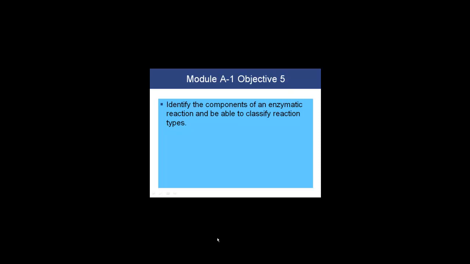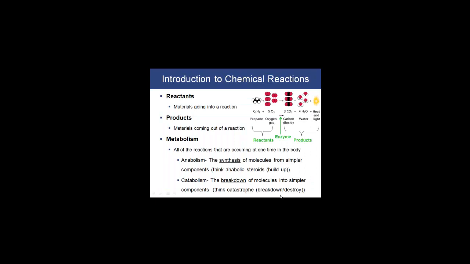This is Module A1 Objective 5, and in this objective students are to identify the components of an enzymatic reaction and be able to classify reaction types. When we consider chemical reactions, we talk in terms of reactants and products. Reactants are the materials going into the reaction, and in the example here we have propane plus oxygen gas. And the products are the materials that come out of the reaction.